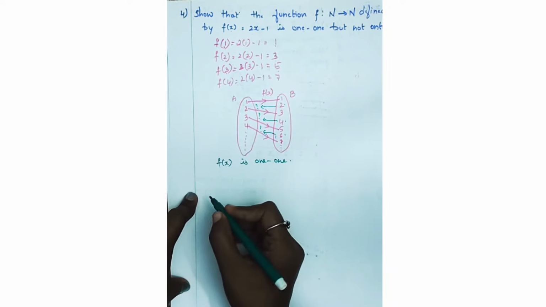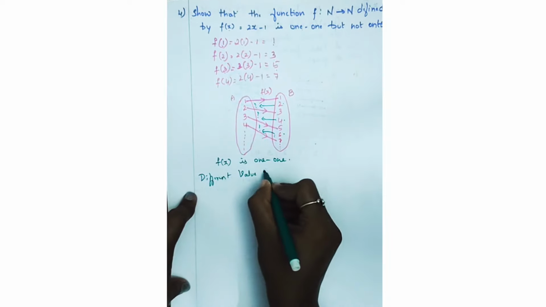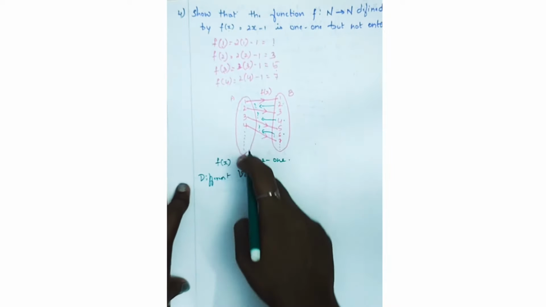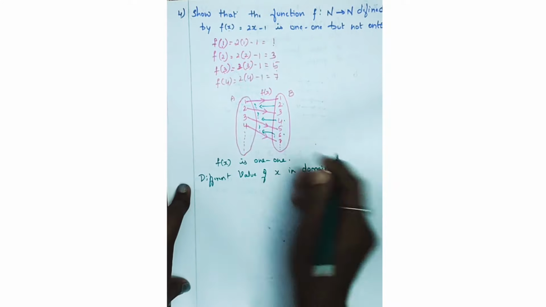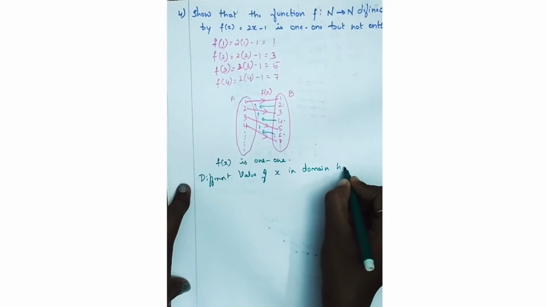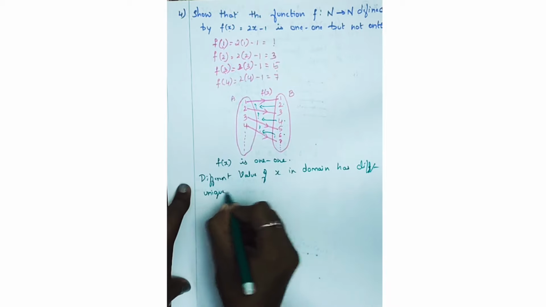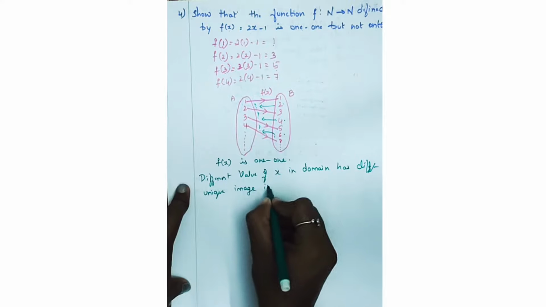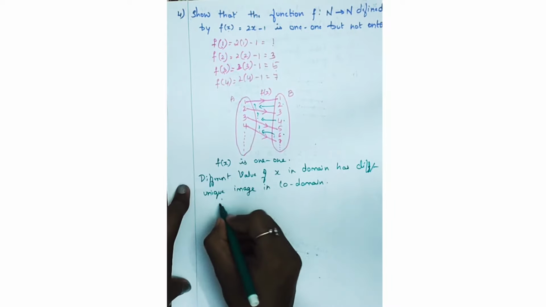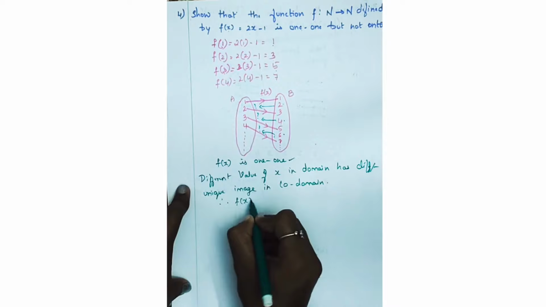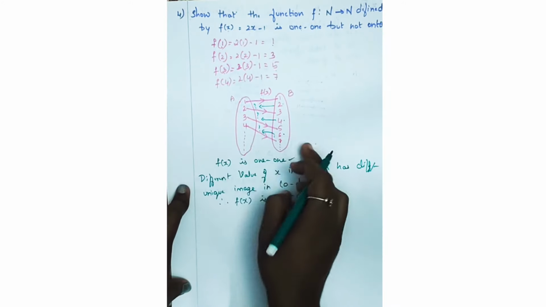Okay, so how will you represent this? Different values of x in the domain, in the sense elements in X, have different unique images in the codomain. So therefore it is one-one.